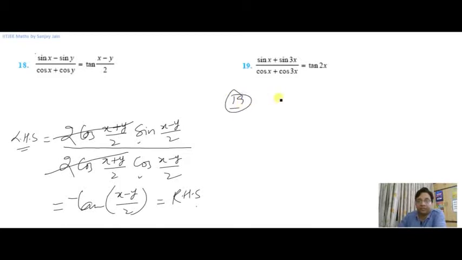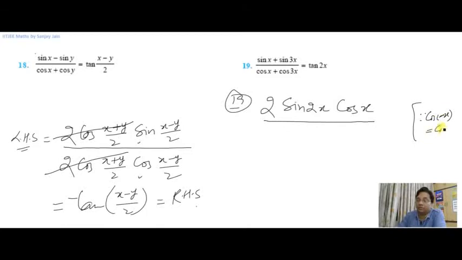In 19th question, the numerator is sin C plus sin D, which will give me 2 sin C plus D by 2, that is 2x, right? X plus 3x is 4x, divided by 2 will give me 2x. 2 sin C plus D by 2 cos C minus D by 2. So C minus D is minus 2x, by 2 will be minus x, but cos of minus x is equal to cos x itself, right? So you can mention here that cos of minus x is equal to cos x. That is why we have written it here.